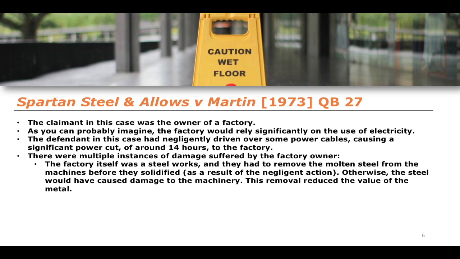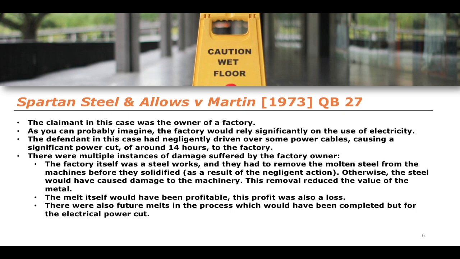This removal specifically would reduce the value of the metal itself, because they would remove the molten steel at an earlier time than they should have done, which caused the metal to have less value than if it had been worked to completion. The melt itself would have been profitable, but this profit was also lost. There were also future melts in the process which would have been completed but for the electrical power cut.